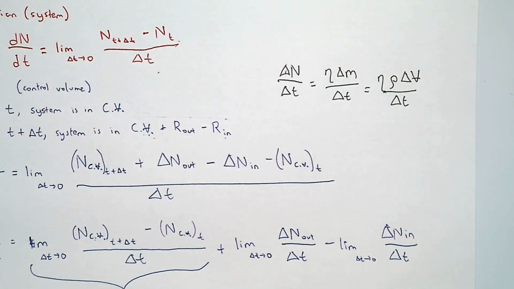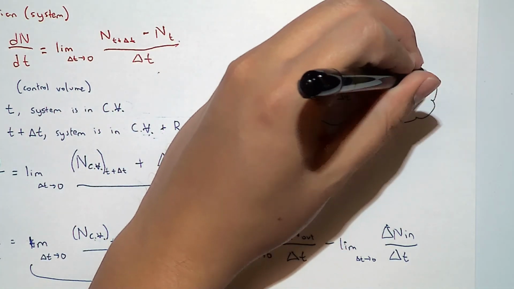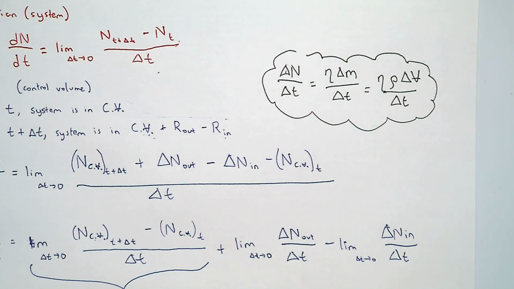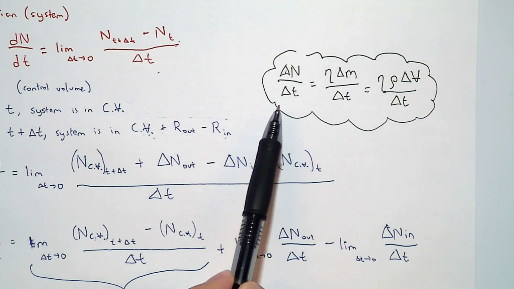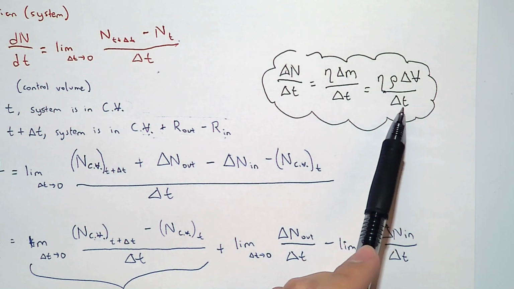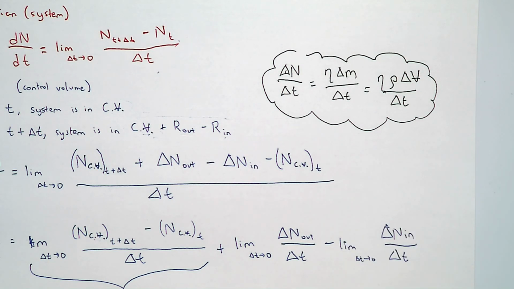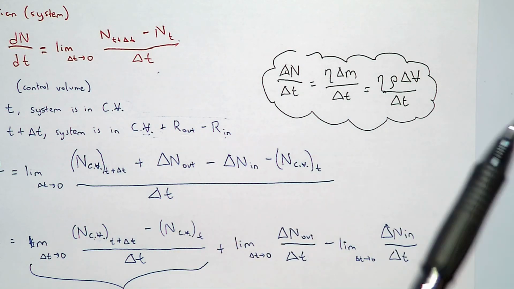Okay? So why am I asking you to remember this? Because now we see that the change in extensive property with respect to time is actually equal to the intensive property times the density times a finite change of volume with respect to time. And what is a change in volume with respect to time? A flow rate, right? So what do we get? The change in extensive property with respect to time is directly related to the flow rate. It's equal to the intensive property times the density times the flow rate.